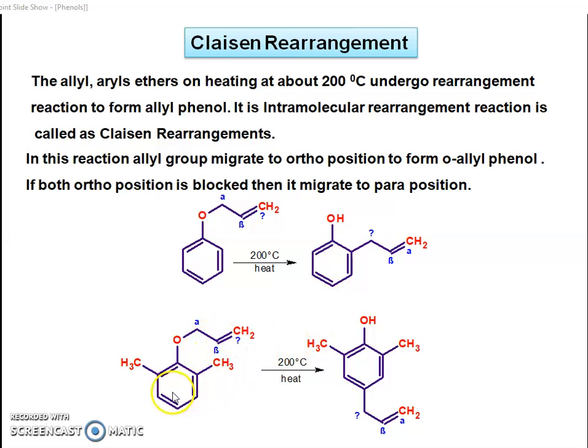The next reaction we see is here. In the reactants, the two ortho positions will be blocked, this ortho position and this other ortho position will be blocked, and hence this is a Claisen type of rearrangement. The allyl group will be migrated to the para position. See here in the products, we see this allyl group has migrated to the para position.